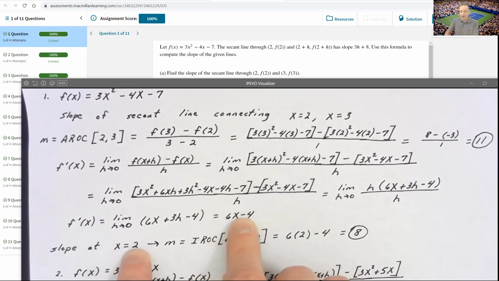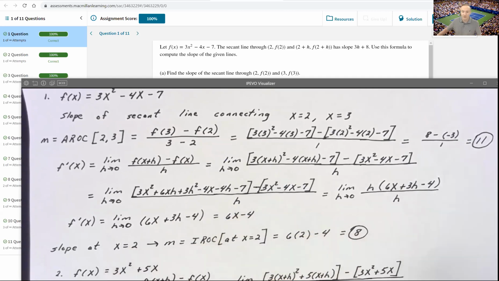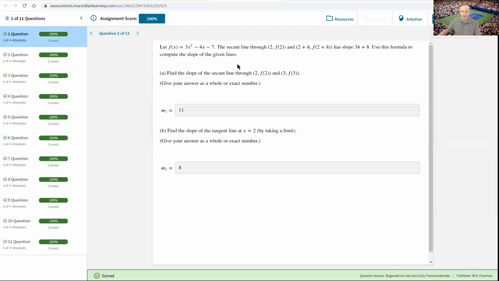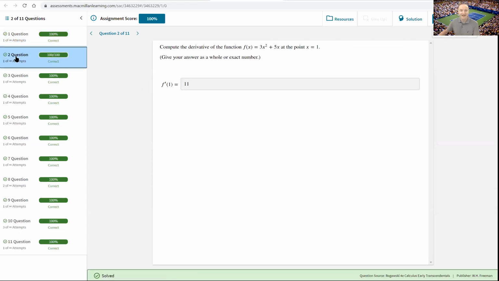Now, it wanted to know the slope at x equals 2. So all I have to do is plug a 2 into that formula. 6 times 2 minus 4. I get my 12 minus 4 for 8. And you can see 8 was the solution in this case. That eliminates the need for further discussion for that problem. The next one here, it's pretty quick.